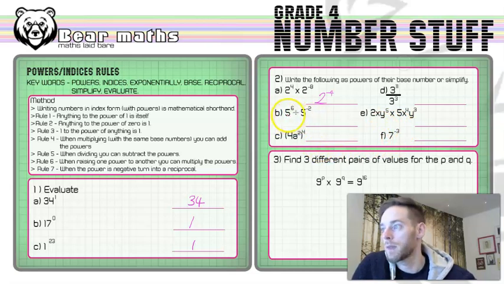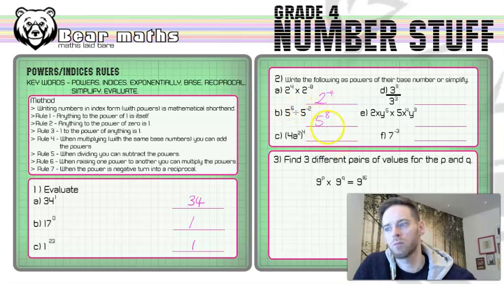We've got b, and b is 5 to the power of 6 divided by 5 to the power of minus 2. Well, we're now going to have 5 as the base number of our answer, and 6 minus minus 2, right? Because we're dividing here and we're allowed to subtract the powers. 6 minus minus 2, two negatives stuck together becomes a plus, so that's 6 plus 2, and that'll be an 8.